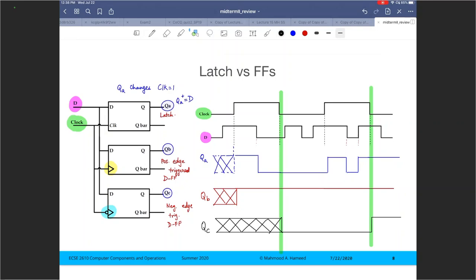So this is how you would essentially sketch the output of the latch, D flip-flop, negative edge triggered D flip-flop. Okay. Any questions right now?